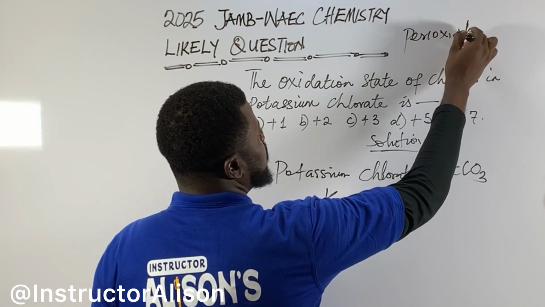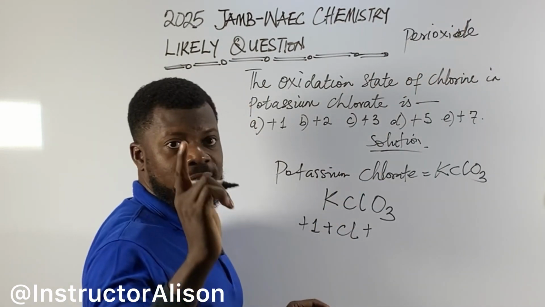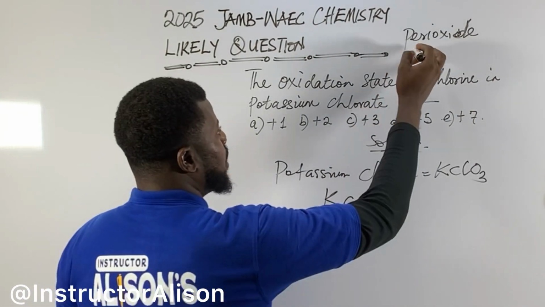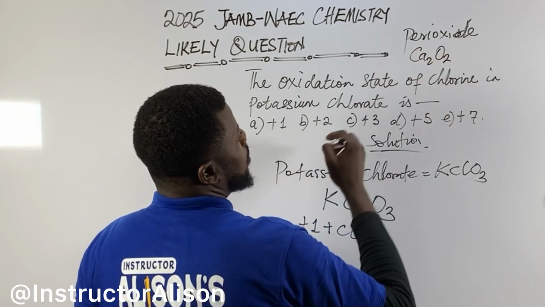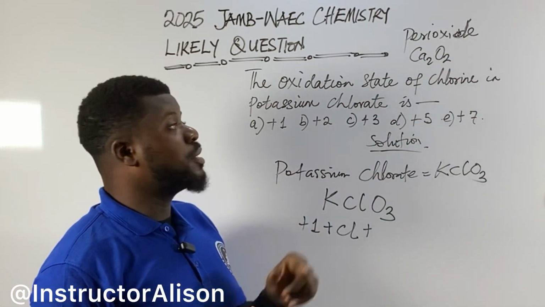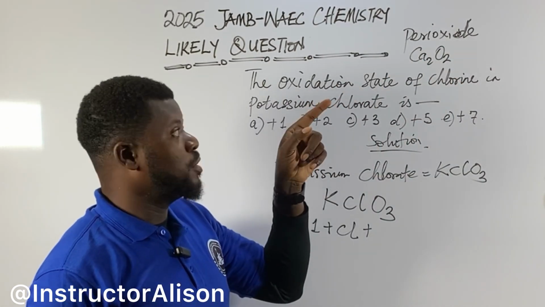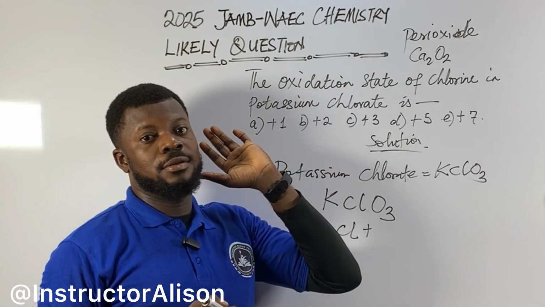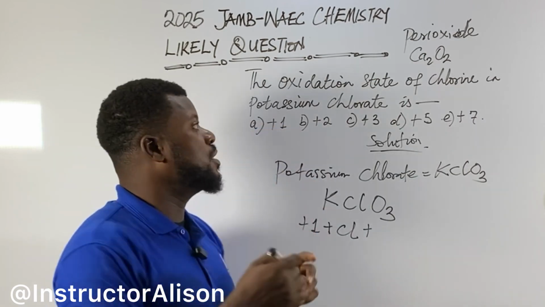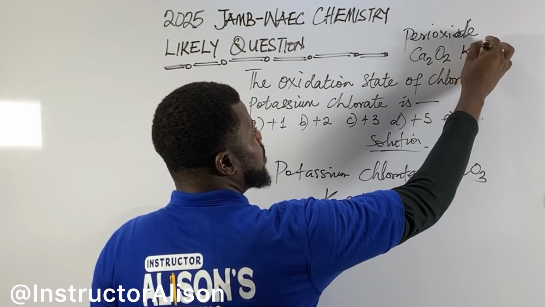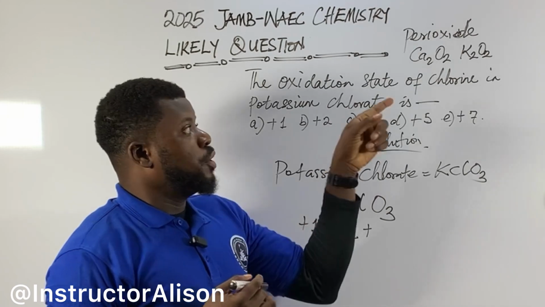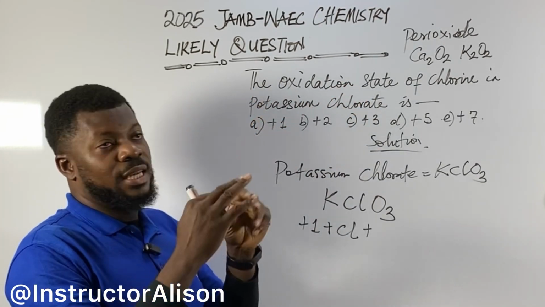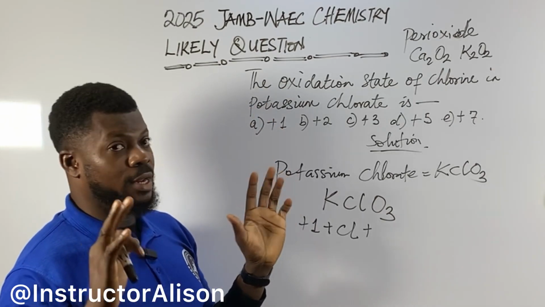If you have a peroxide, like calcium peroxide, CaO₂, in this kind of case the oxidation state of oxygen is -1. So if they ask you to find it for calcium peroxide, you say -1 times 2, because of the subscript 2. The oxidation state of oxygen there is -1. This is the exception we have: peroxides. Do you understand?